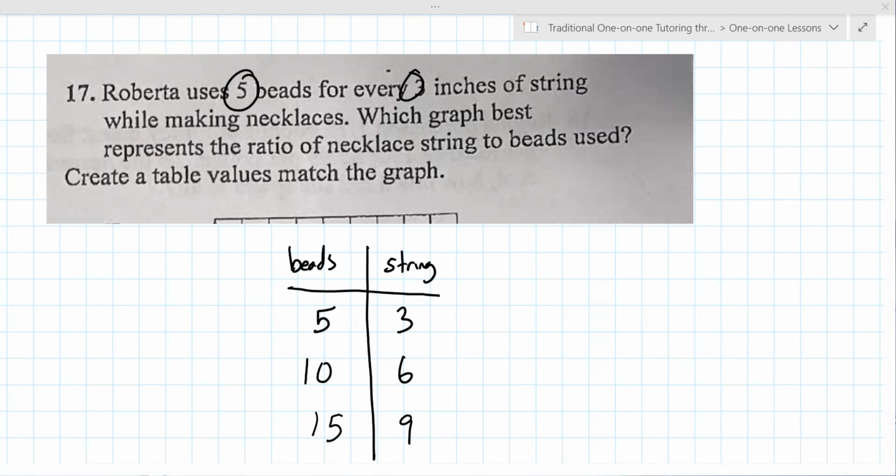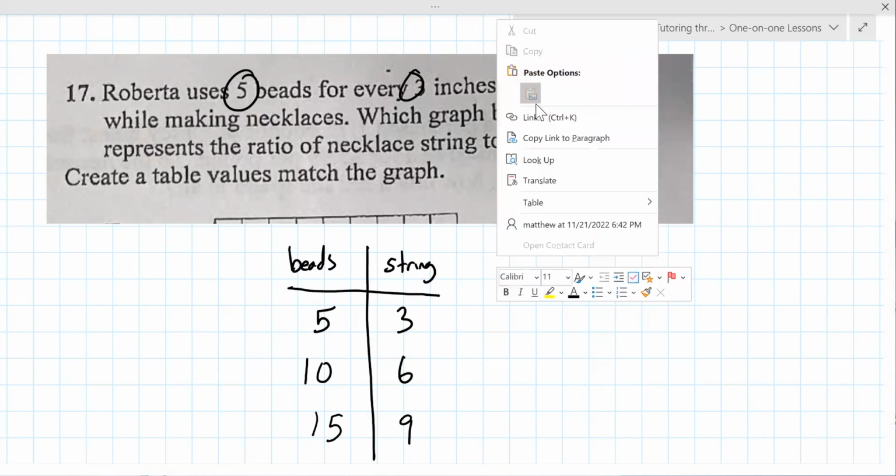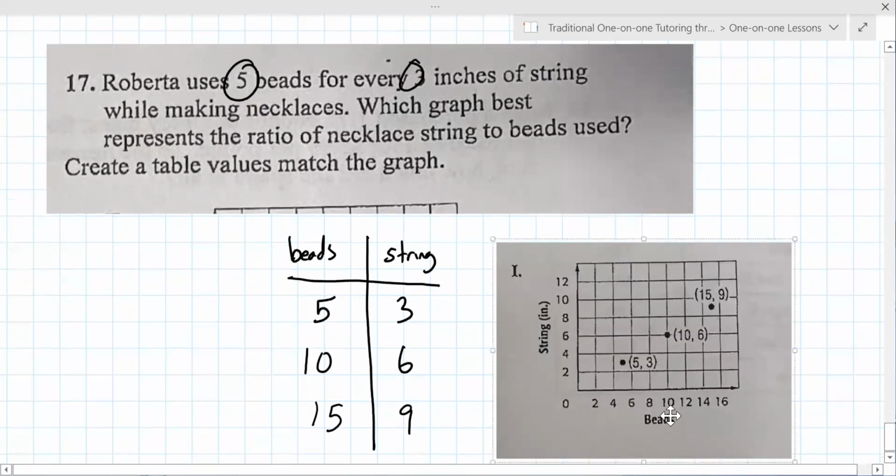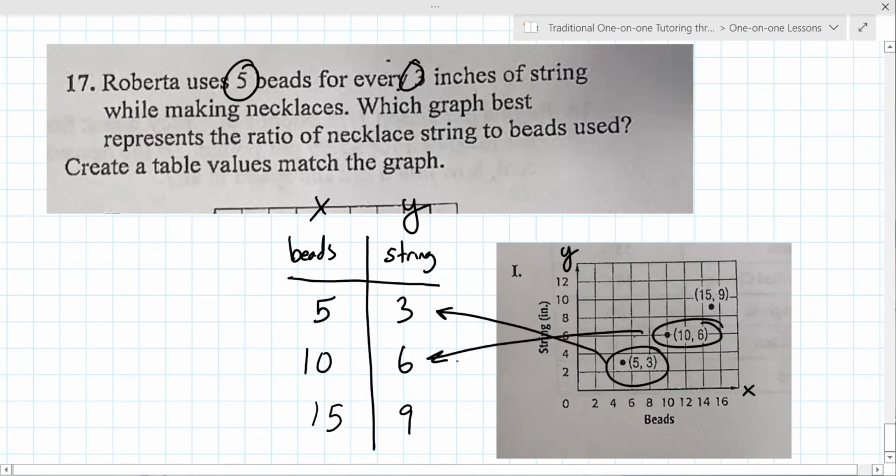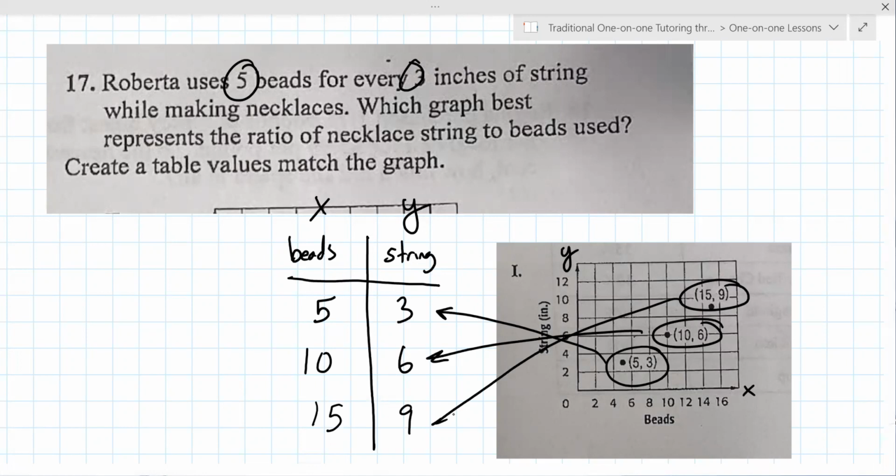Is that all they're asking? Yeah, now let me give you the one that is correct so you can see, because the order matters. Notice that on the x-axis here is the beads, like you consider that your x and that your y, but these ordered pairs correspond to these right here, and the order does matter. Isn't it 3/5, 6/10, and 9/15? You're graphing these ordered pairs.